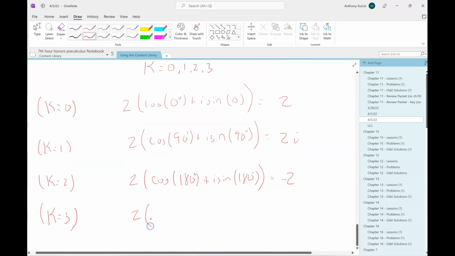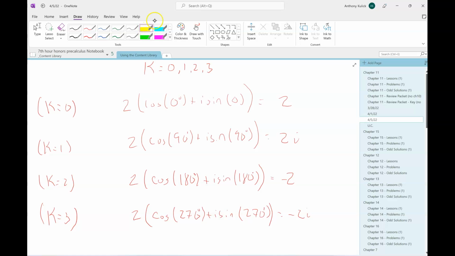And then when k is 3, I have 1080. 1080 divided by 4 is 270. Cosine of 270 is 0. Sine of 270 is negative 1. So those are my 4 answers.